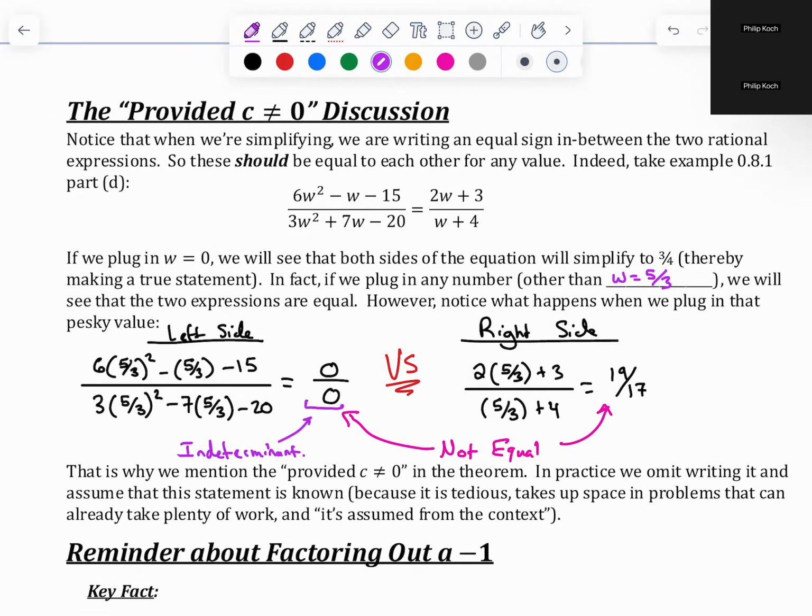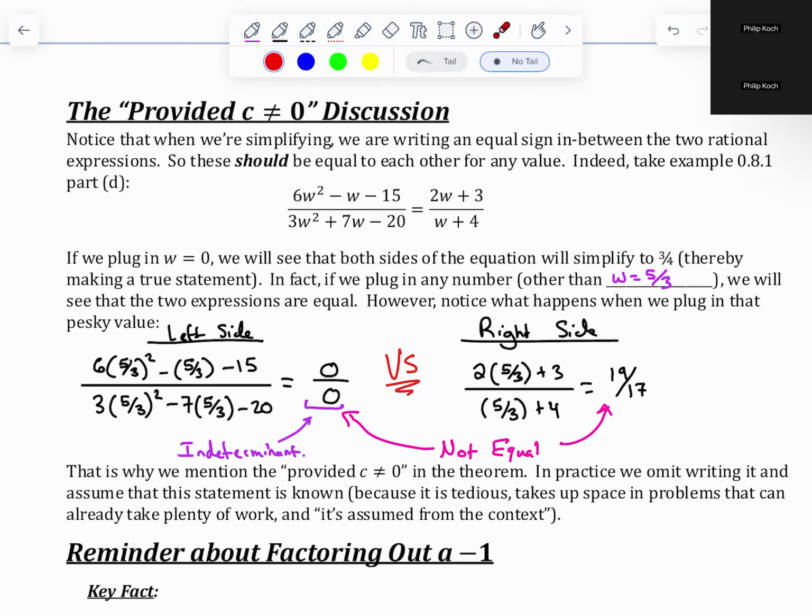So the point being is that when we tried to plug in that number, these two things were not equal. So we can't claim that they are actually equal unless we add on the statement that W can't equal 5/3. They equal each other everywhere else, but not at 5/3. That is why we have to have that statement.